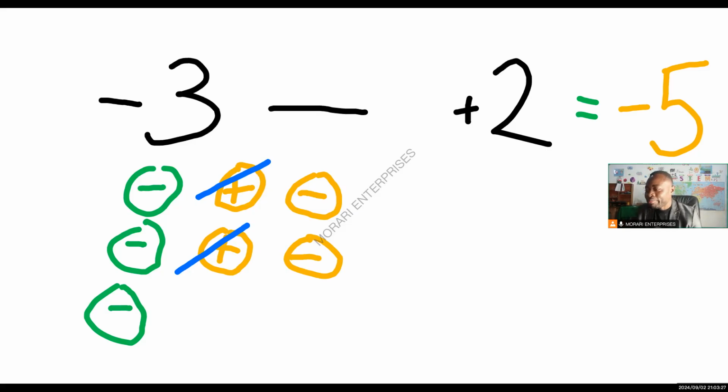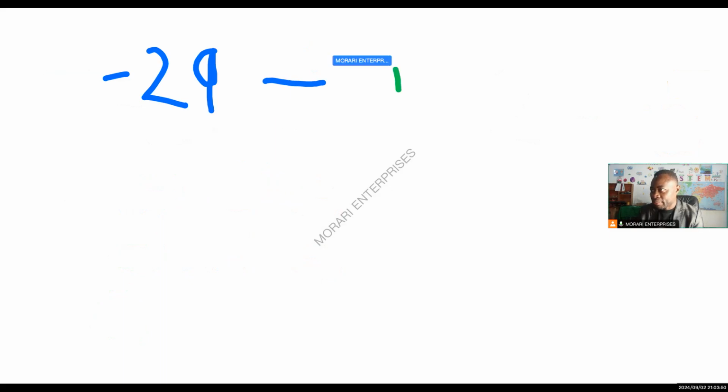Let's take one more example just to be sure. Let's take an example with some big numbers so that you tell me, teacher, do I need to write all these negatives all the time? You don't need to. Let's do a big one. Let's do -29 minus +10. Now, how do we go about this?